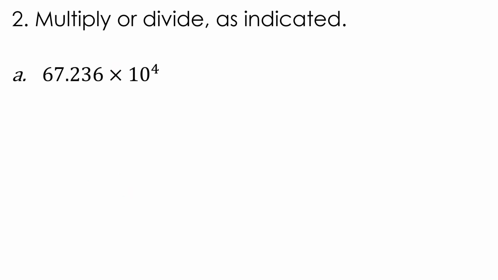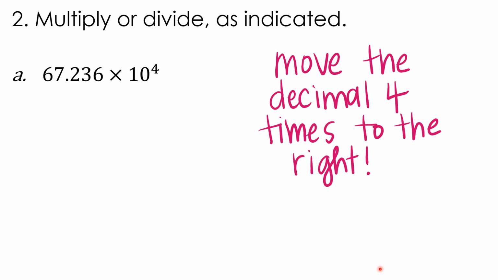All right, so let's look at an example. It says multiply or divide as indicated. This one's a multiplication problem. We know that whenever we are multiplying by a power of 10, we move the decimal to the right. And how many places do we move it? That's determined by the power on the 10. This one has a power of 4. It's also called the exponent. So we're going to move that decimal to the right 4 times.